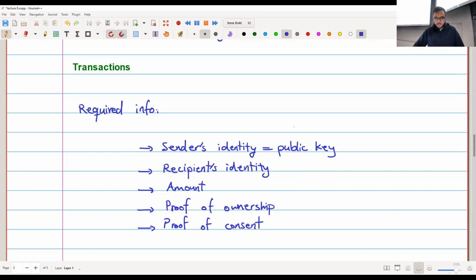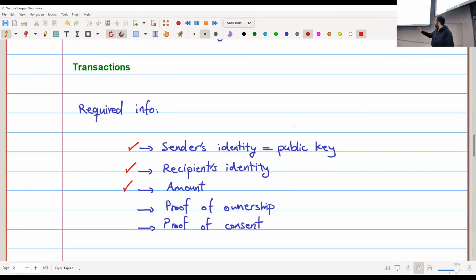So I don't have a problem with these identities. And honestly, if I want to send money to you, I know my own identity and I just ask you, what's your public key? You tell me your public key, I send money to that public key. So these things are easy. And of course, the amount is also quite easy. Like I know how much I want to pay.